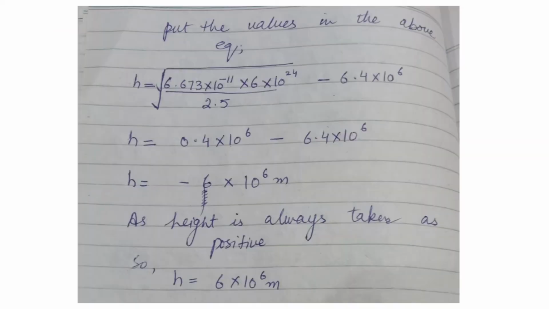The formula that we have made on the previous slide, we just have to put the values in. So h will be equal to 6.673 into 10 raised to power minus 11, times 6 into 10 raised to power 24, divided by 2.5, taking the under root, minus 6.4 into 10 raised to power 6. First of all, we have to solve this square root, and we can solve it easily with the help of a calculator. We multiply the numerator and divide by the denominator, and taking the under root, we get this answer: 0.4 into 10 raised to power 6, minus 6.4 into 10 raised to power 6.